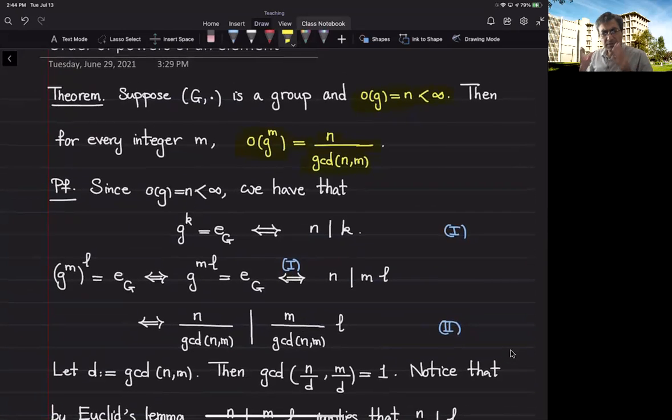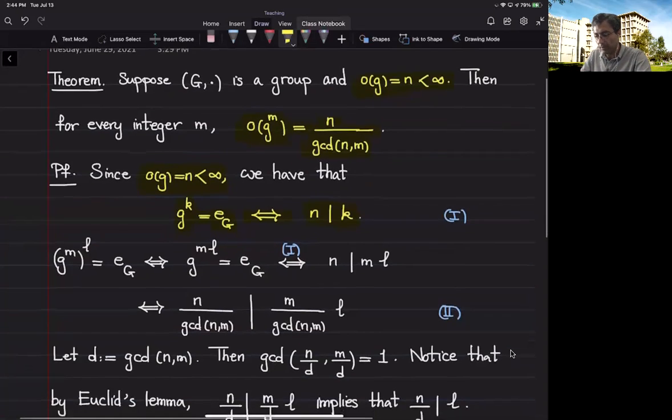Let's first recall what it means that the order of g is n. This part is extremely important. You have to feel at home with this statement. When we say the order of g is n, and it is a finite number, this means the following if and only if: g raised to the power k is the neutral element if and only if n divides k. Knowing that the order of g is n, a finite number, means that g to the k is the neutral element precisely when k is an integer multiple of n.